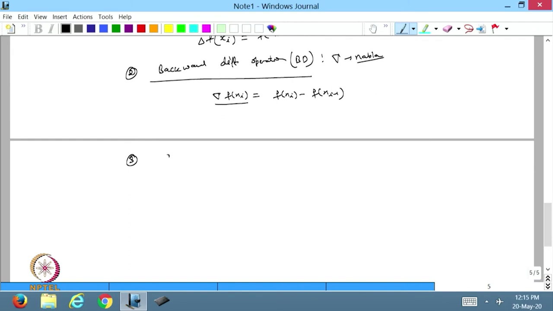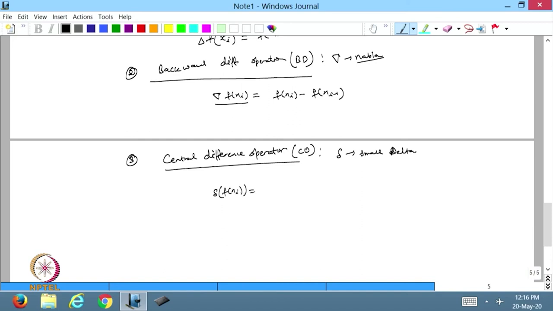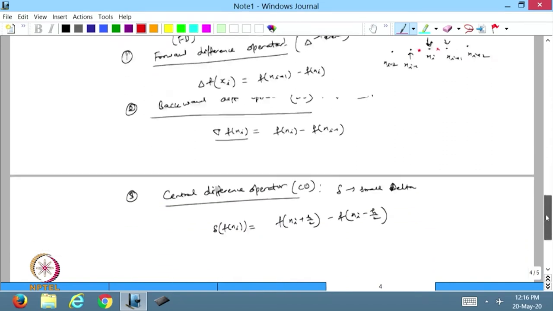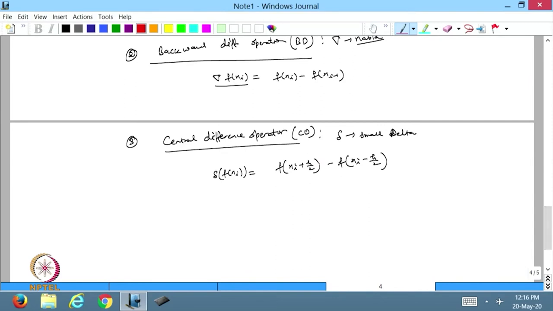The third one we are going to use is the central difference operator, that is CD. This is represented by small delta. So what is the small delta? If I apply this one on any f xi, it will give you the value f xi plus h by 2 minus the value of the function at xi minus h by 2. So in this case, the value is given to me at this point, and if I apply it here, it will use the value somewhere in between here and somewhere here. So it will go one forward and one backward. Half it is going forward and half it is going backward, and it is giving you the difference. So that's why it is called the central difference.